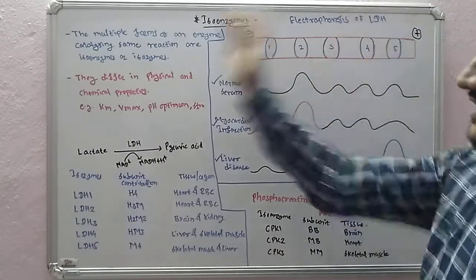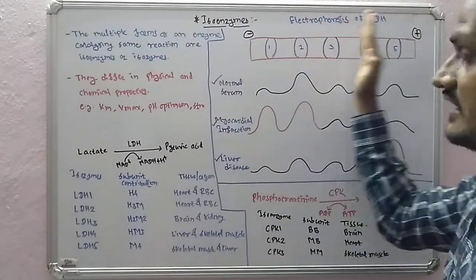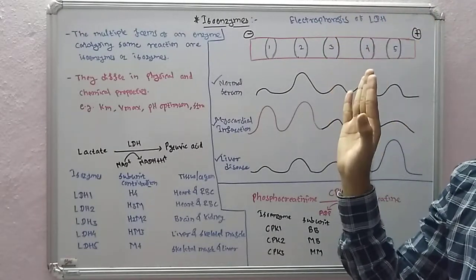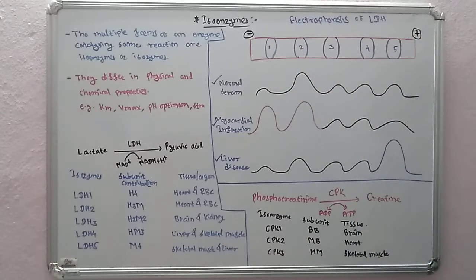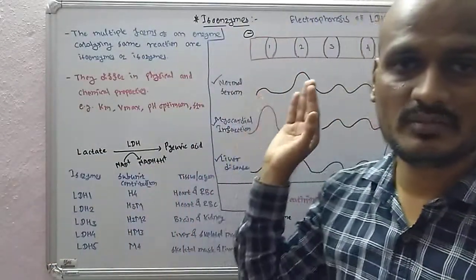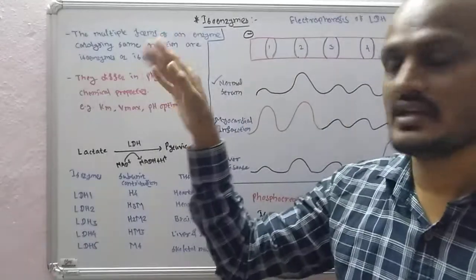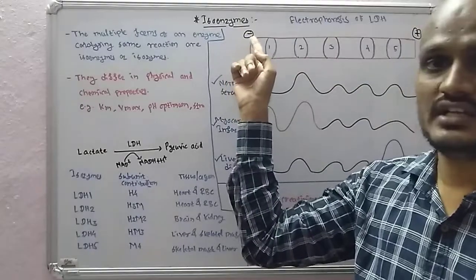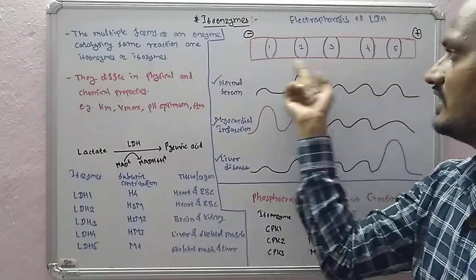LDH1 will migrate very fast, LDH2 a little bit slower, LDH3 slower, LDH4 slower still, and LDH5 will move very little because it is not that positive. That is the electrophoretic mobility. It means that if you apply an electric current, the proteins start moving in a direction depending on their charge. LDH1 is charged, so it will move from here to here like this.